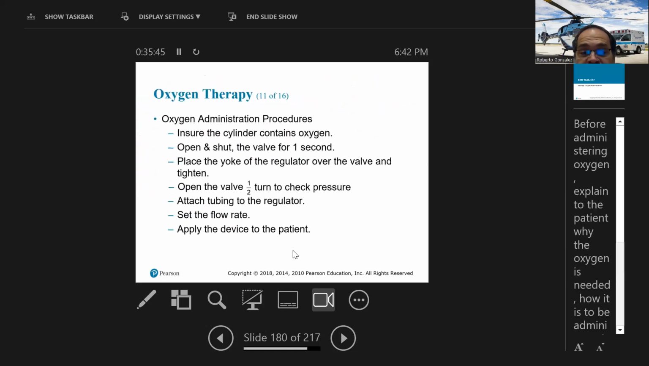Oxygen administration procedures. Ensure that the cylinder contains oxygen. Open and shut the valve for 1 second so you can get rid of any debris that might be in there. Place the yoke of the regulator over the valve and tighten it. Open the valve a half turn to check the pressure, attach the tubing to the regulator, set the flow rate depending on what you want, 10, 12, 15, whatever, and apply the device to the patient.